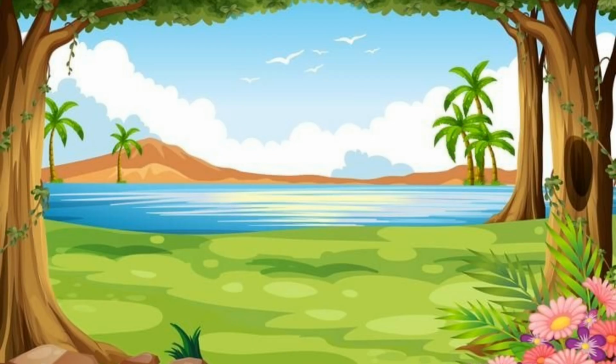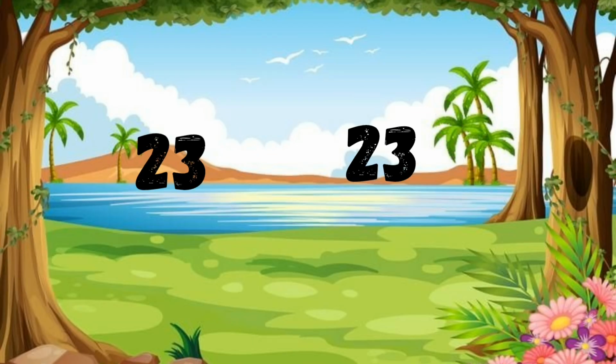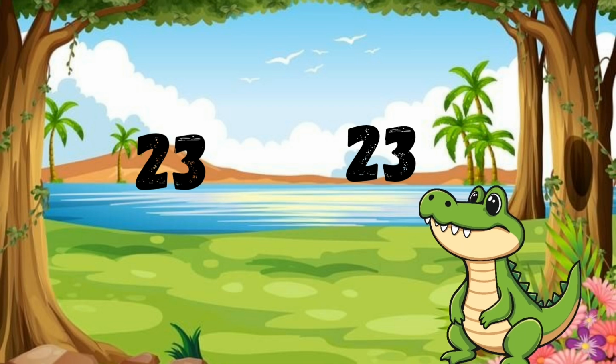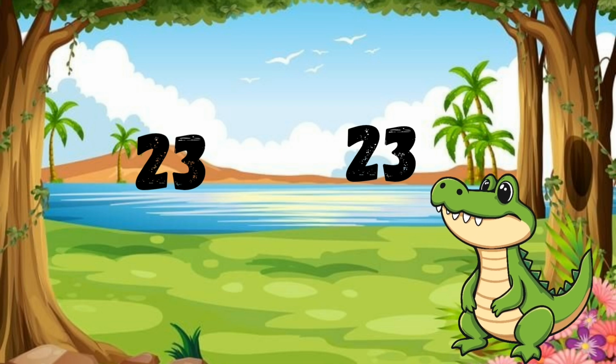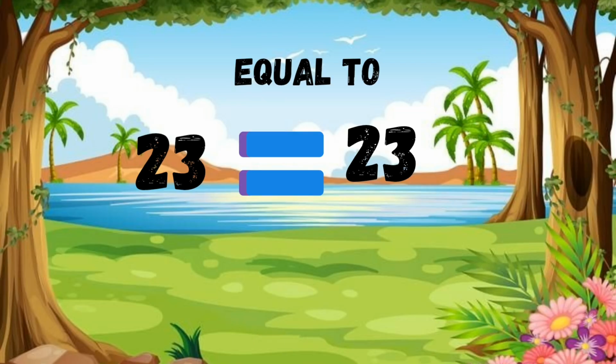What happens when both numbers are the same? Let's find out. Look at these numbers, 23 and 23. Here the crocodile is a little bit confused. It doesn't open its mouth to either side. Both numbers have the same value. So 23 is equal to 23. We read it as 23 is equal to 23.